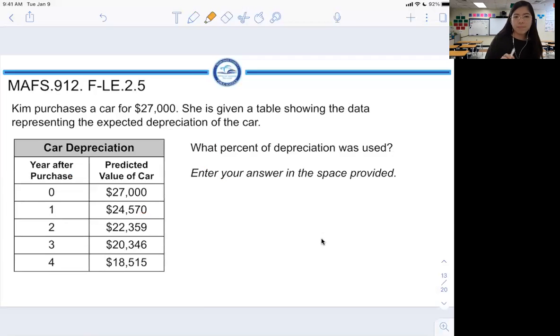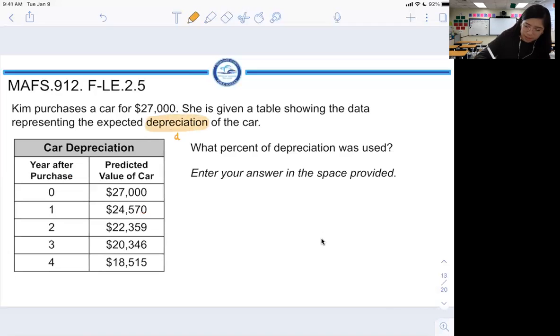It's almost like depreciation of the car. What percent of depreciation was used? Okay. Depreciation kind of sounds like what? Appreciation. Yeah, but it's the opposite, right? So it goes... Is it going to be going up? Is it going down? What is it? Decreasing. It goes down.